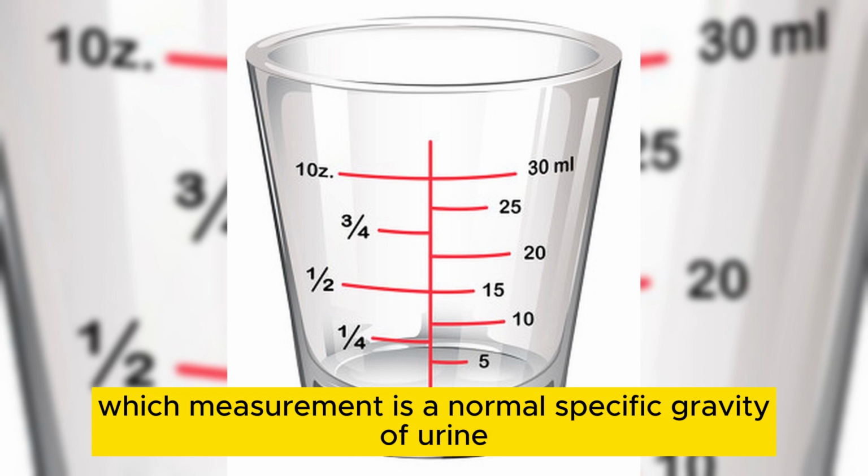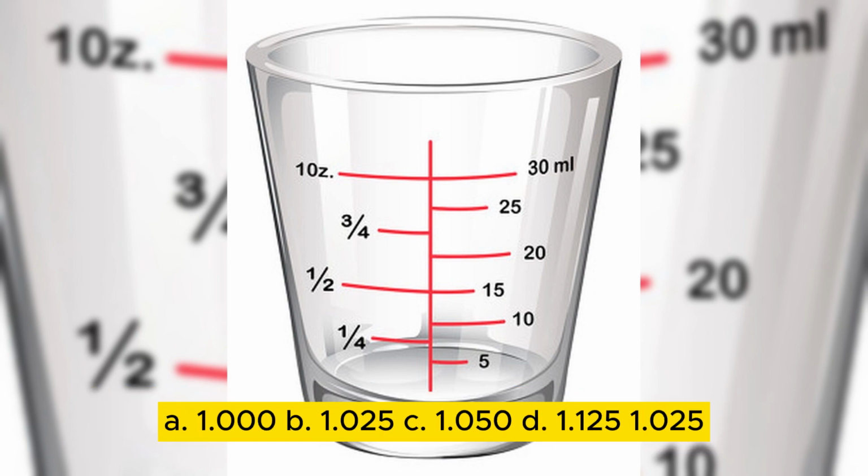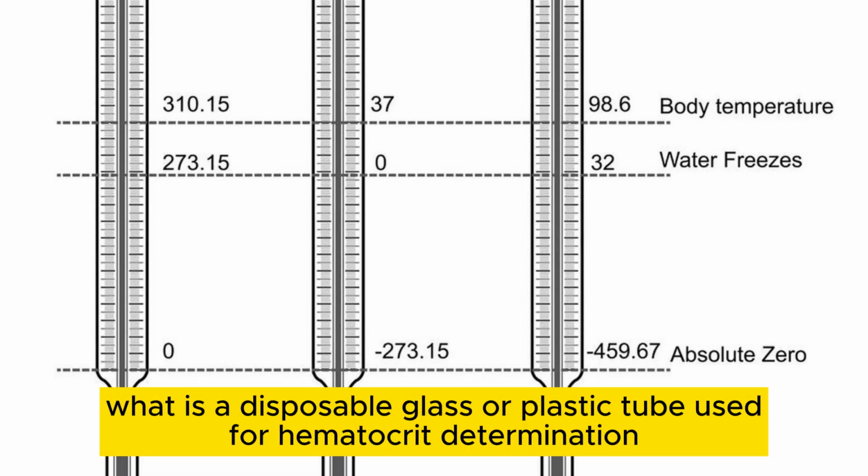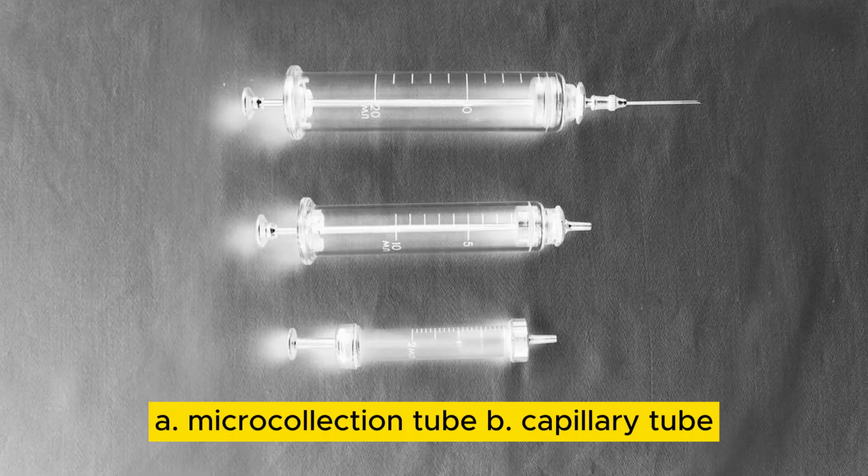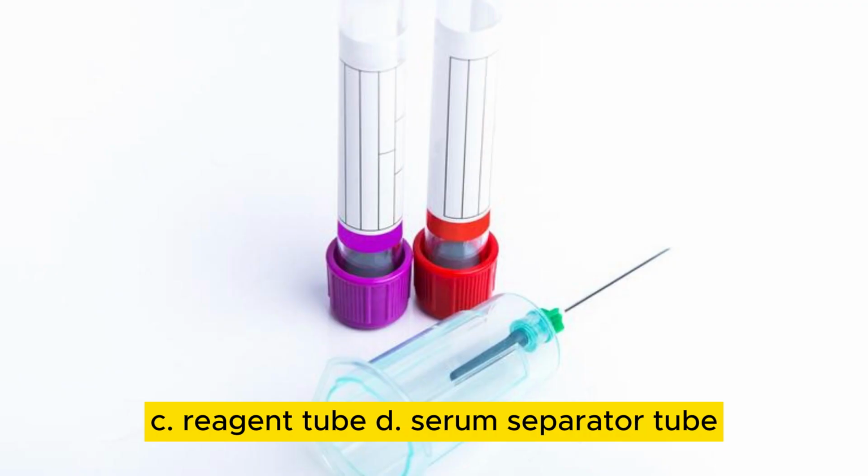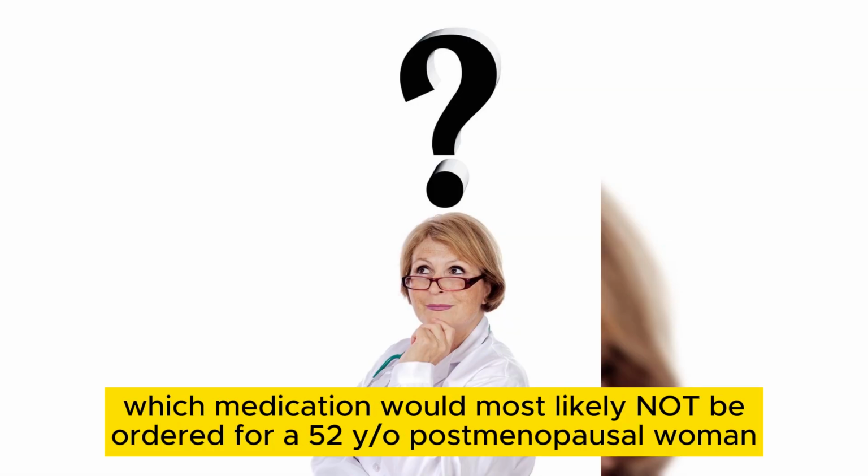Which measurement is a normal specific gravity of urine? A. 1.00. B. 1.025. C. 1.050. D. 1.125. 1.025. What is a disposable glass or plastic tube used for hematocrit determination? A. Microcollection tube. B. Capillary tube. C. Reagent tube. D. Serum separator tube. Capillary tube.